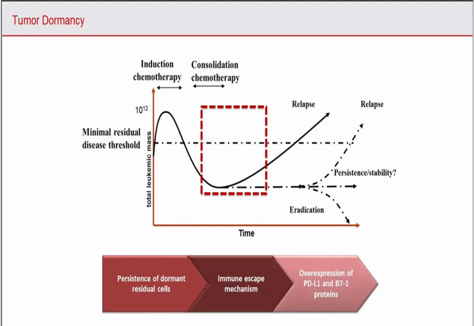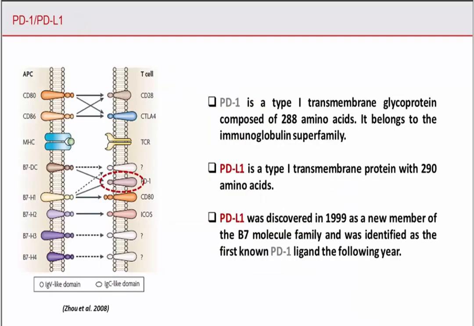So we are facing dormant residual cells that are persistent and develop immune escape mechanisms, which lead to the overexpression of proteins, such as our protein of interest, which is PD-L1. So this is some overall information about the two major proteins we are studying. PD-1 is a type 1 transmembrane protein composed of 288 amino acids. PD-L1 is also called B7-H1 and is a type 1 transmembrane protein with 290 amino acids and was discovered in 1999 as a new member of the B7 molecule family. And it was also identified as the first known ligand for PD-1 the following year.